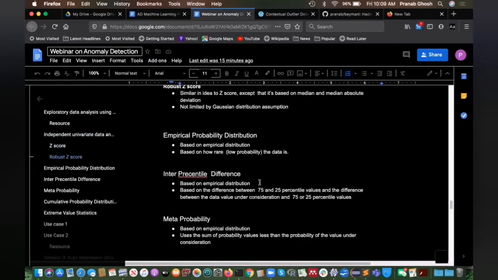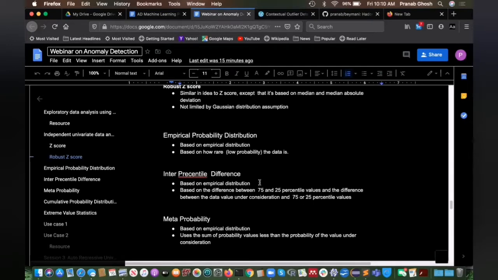Empirical probability distribution, the concept is very simple. You just create an empirical distribution of your data, essentially a histogram, and then any data point that has very low probability is labeled as an outlier. So in this case, the logic is that whether something is an outlier or not depends on probability. It disregards the magnitude of the data point. I mean, the value will not necessarily be an extreme value.